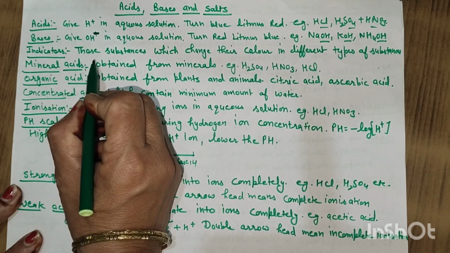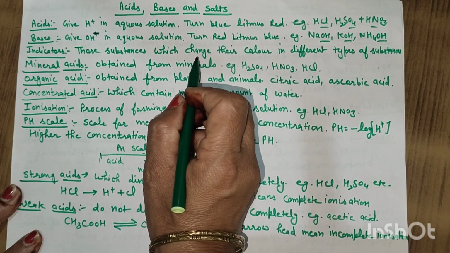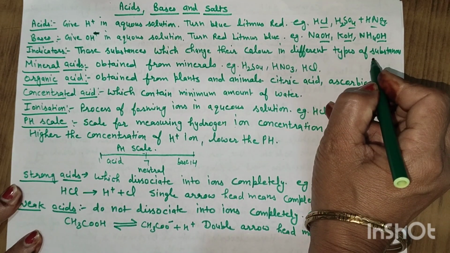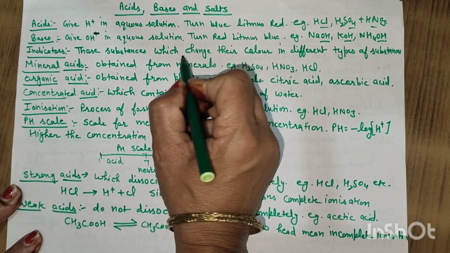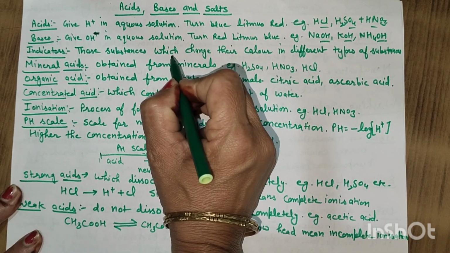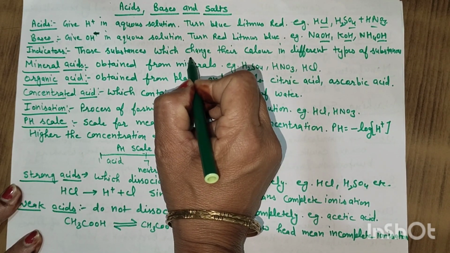Indicators. Indicators are those substances which change their color in different types of substances. With acids, they give a different color. With bases, they give a different color.